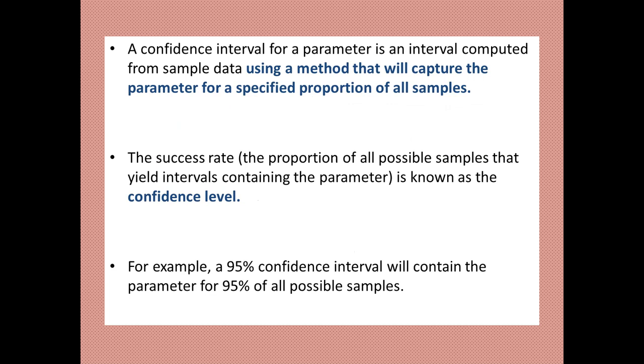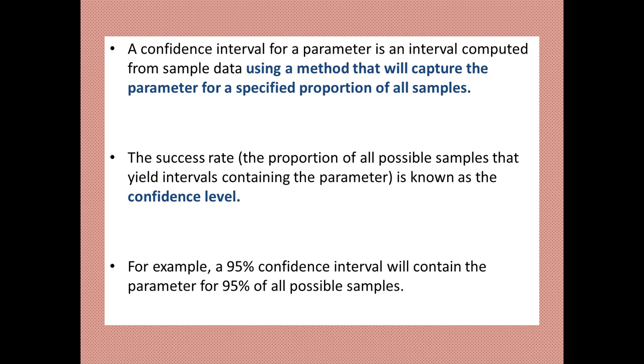By definition, a confidence interval is computed from sample data in a way that will capture the parameter for a specified percentage or a specified proportion of all possible samples. And that specified percentage or specified proportion is called the confidence level.